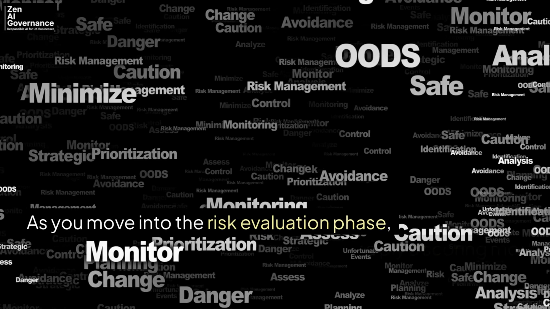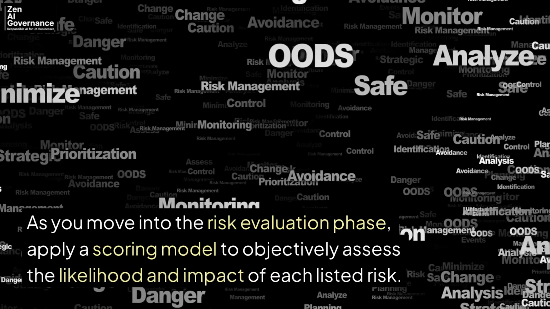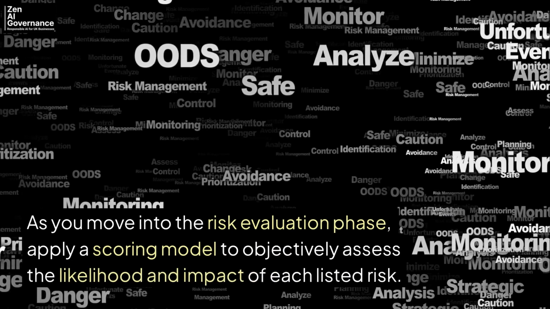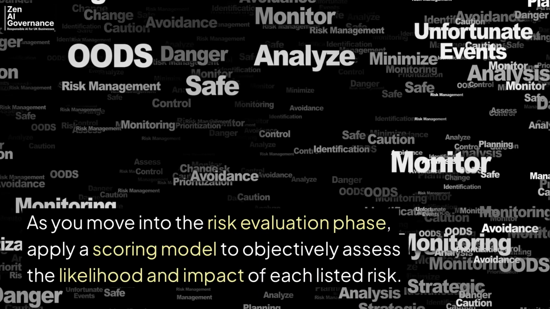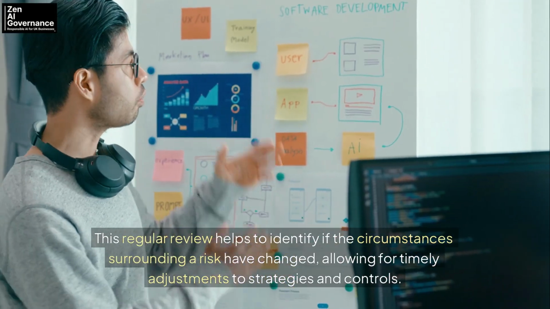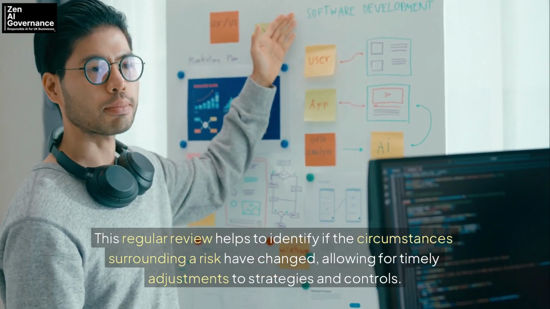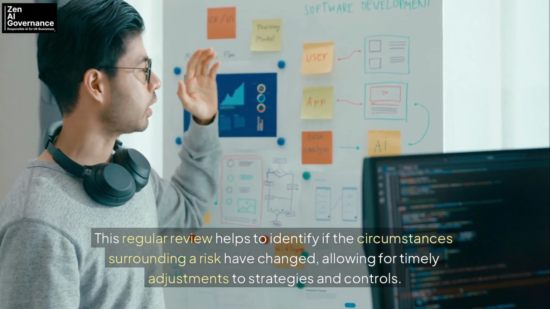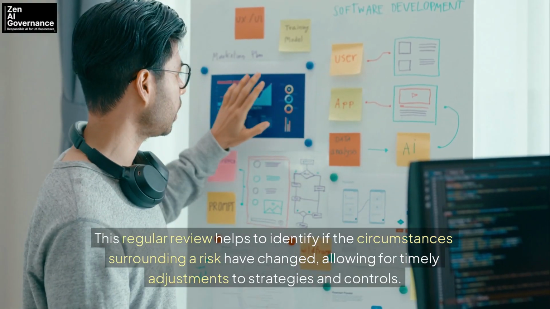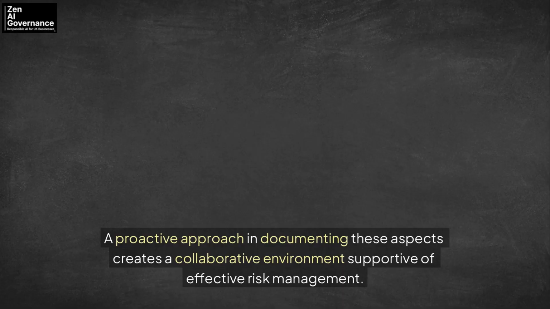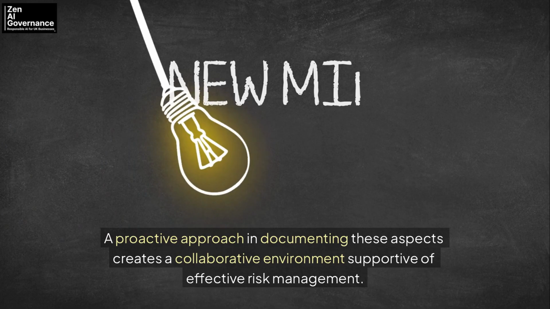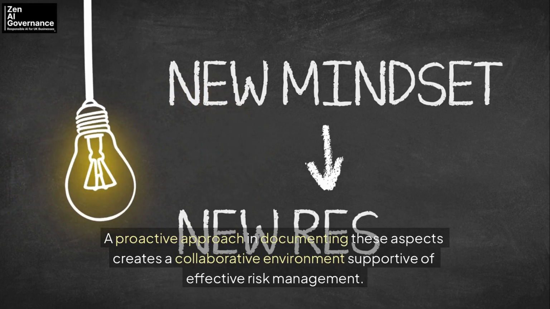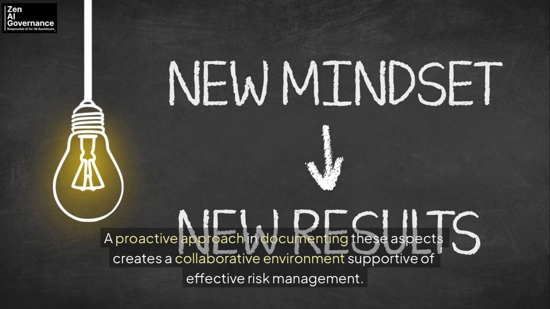As you move into the risk evaluation phase, apply a scoring model to objectively assess the likelihood and impact of each listed risk. This regular review helps to identify if the circumstances surrounding a risk have changed, allowing for timely adjustments to strategies and controls. A proactive approach in documenting these aspects creates a collaborative environment supportive of effective risk management.